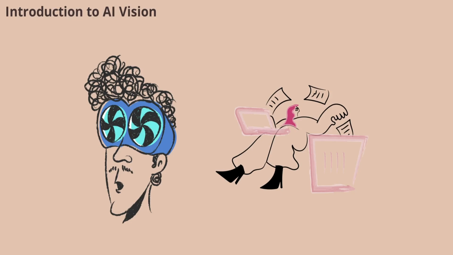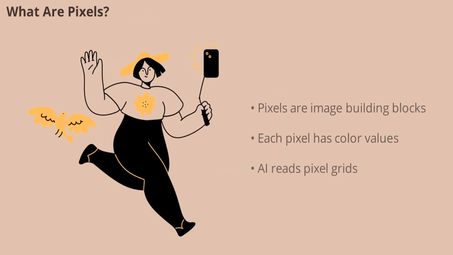Let's get started by looking at the very basics: pixels. Every digital image is made up of tiny dots called pixels. Think of pixels as the smallest building blocks of a picture, each holding a specific color value. When you zoom in on a photo, you'll notice it becomes a grid of colored squares. These pixels are arranged in rows and columns, forming the complete image. For AI, understanding an image starts with reading these pixel values.